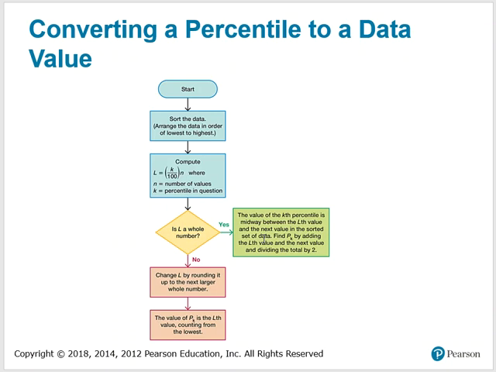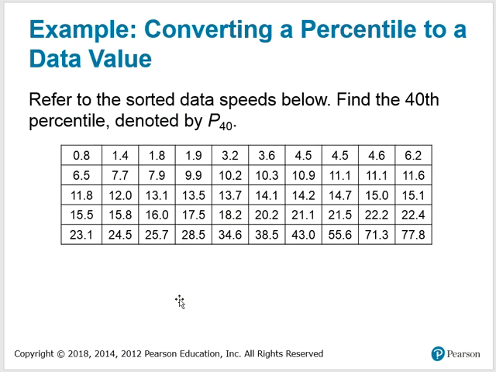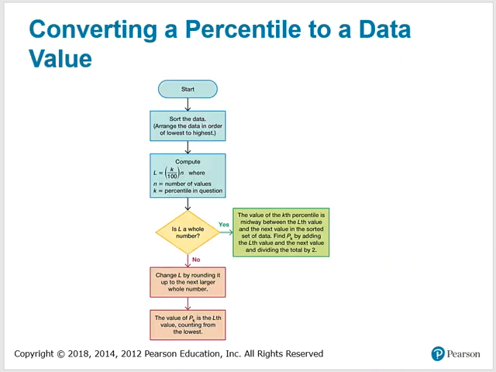It helps you move through the steps because there is a junction down here with the gold diamond, and depending on what your answer is here, you move to the right or you move down. And we'll use this and I'll refer back to it. So here's the question. It wants us to find the 40th percentile. So if we look at this chart, it says sort your data. That's done. We're going to compute L equals K over 100 times N.